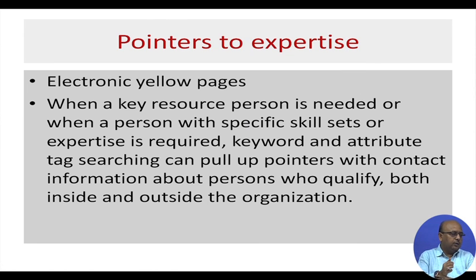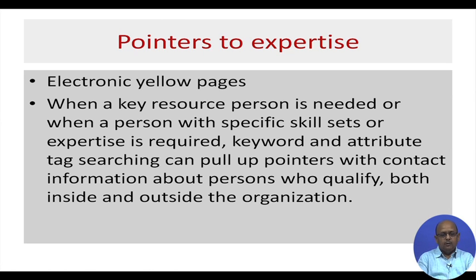Now, you also have the electronic yellow pages. What is the role of electronic yellow pages? Suppose you are looking for some information or some person with a specific skill set or expertise. What do you do? You go to these electronic yellow pages. Keyword and attribute tag search is done, where you point out what kind of person. Say you are looking for a neurosurgeon, and more specifically a brain surgeon.